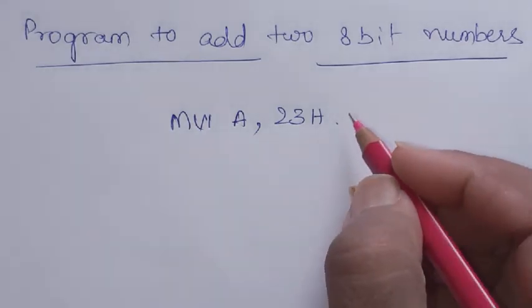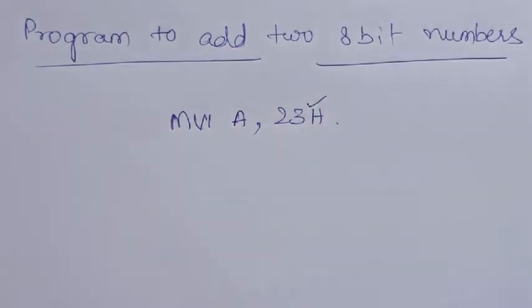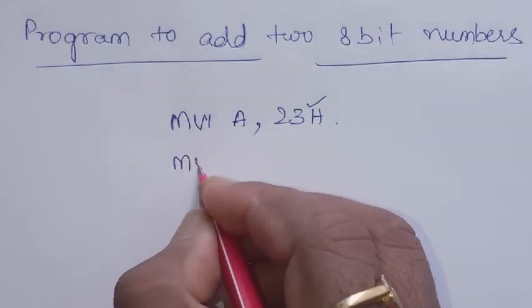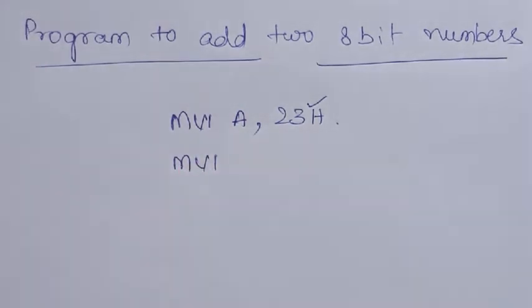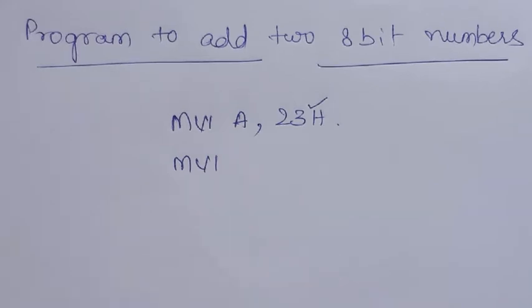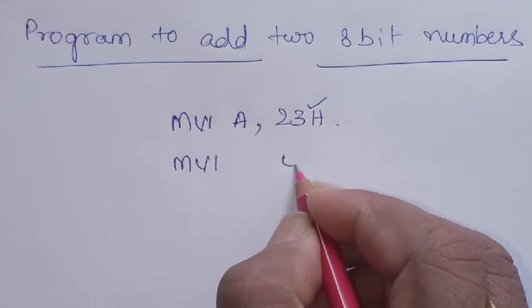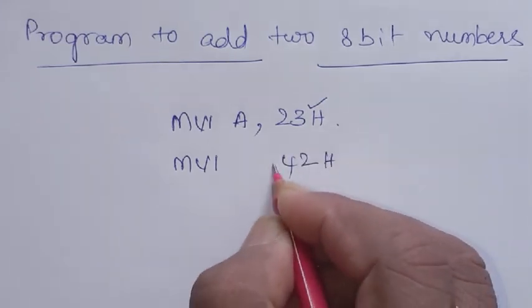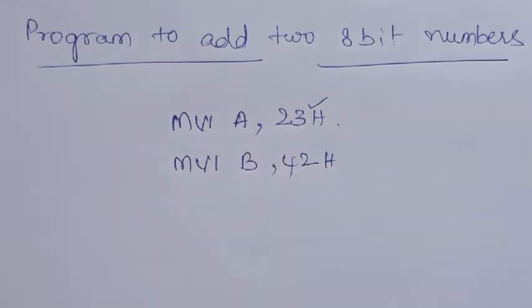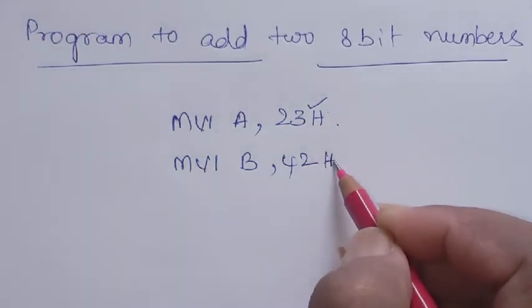I want to add 2 numbers. Out of those 2 numbers, this is one number. Then you move the second number to any of the registers. One number should be in the accumulator, and the second number you move to whichever register is free. Let us move the data 42H to B register.